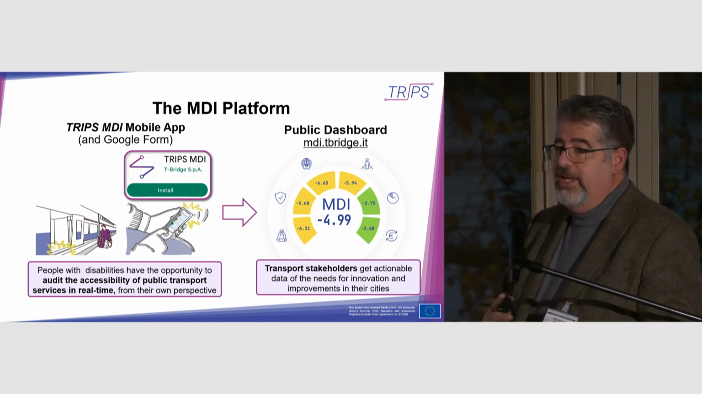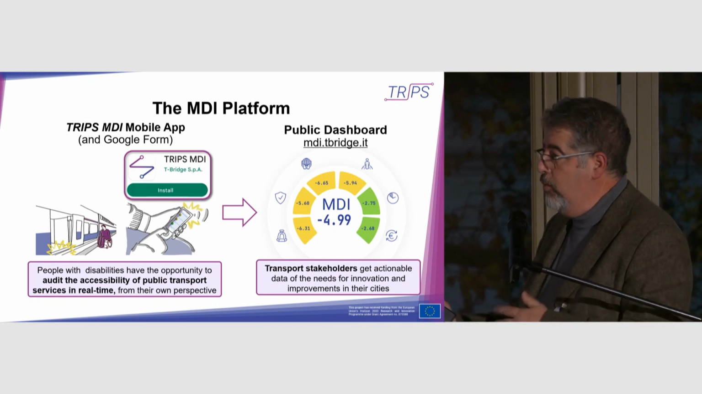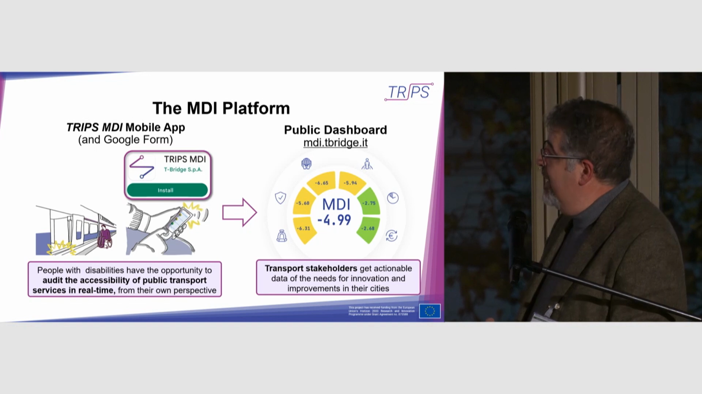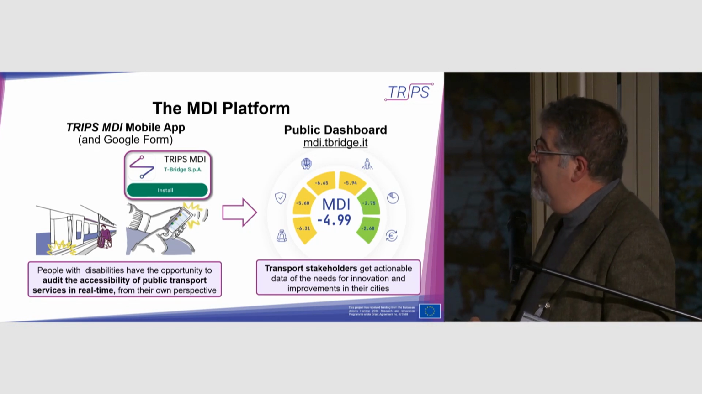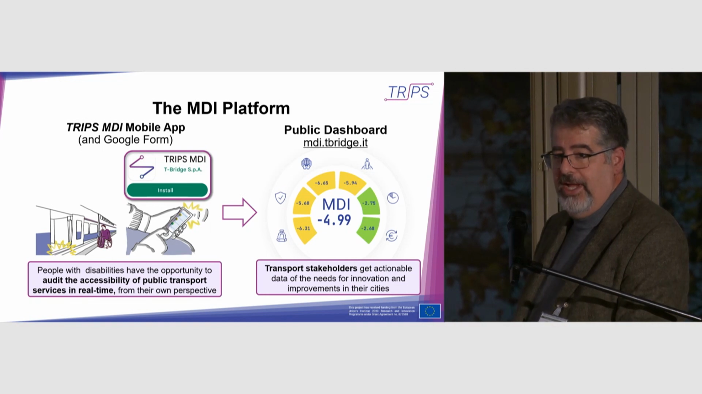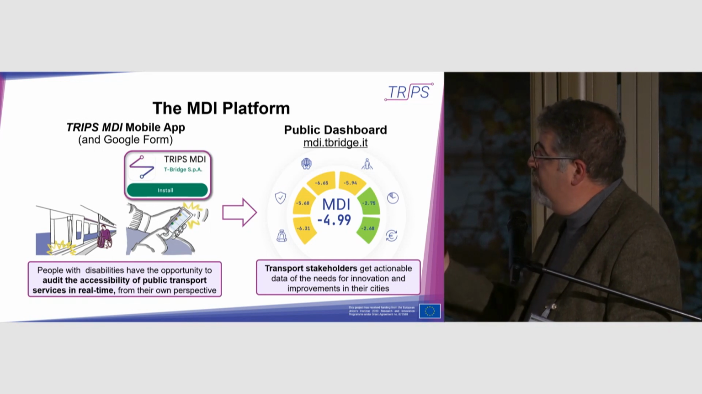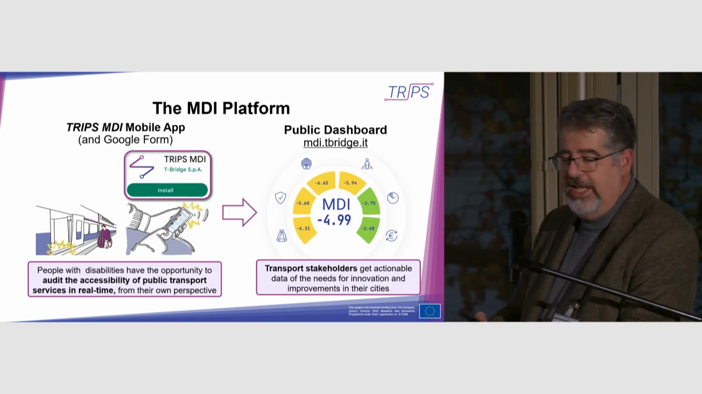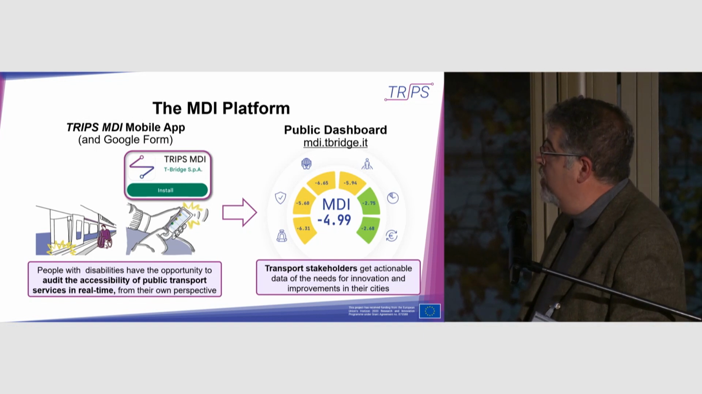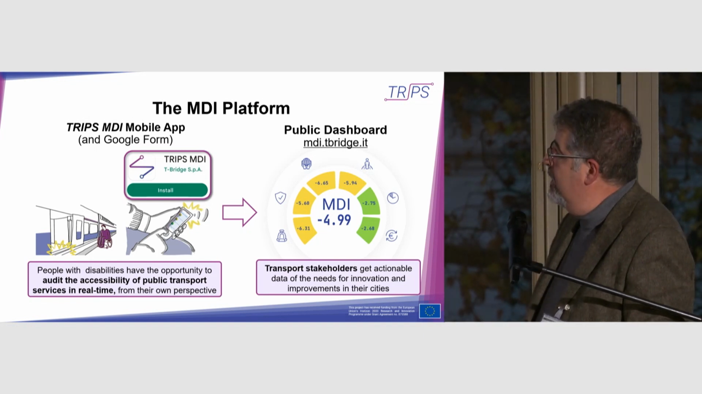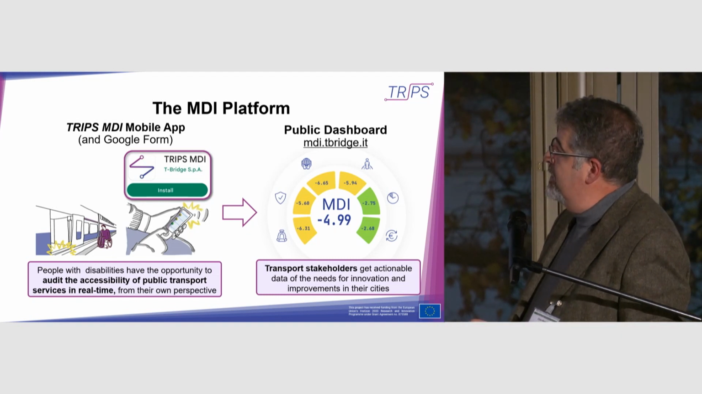So from the qualitative information, we get numbers, indicators that can highlight which are the aspects of accessibility where the gap is currently wider. And this is an information both directly for the transport stakeholder, but in general for all the public that can be interested in knowing this information.